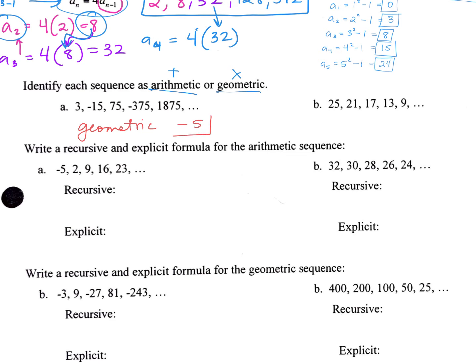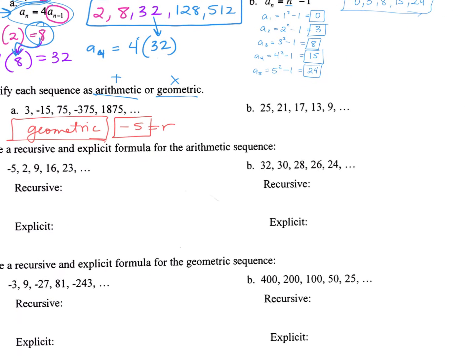Negative 5. If you multiply by a negative 5, you'll get the next term there. So it didn't ask for that, but that would be your R if you were solving a problem with it. What about B? That's arithmetic. And what's your D? What's your common difference? Negative 4. Yeah. Questions on that?